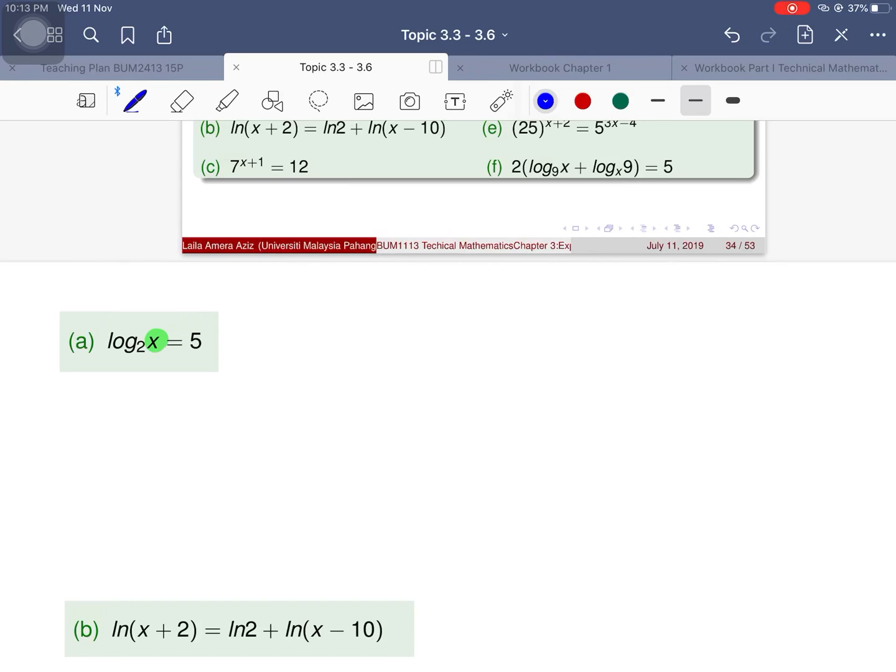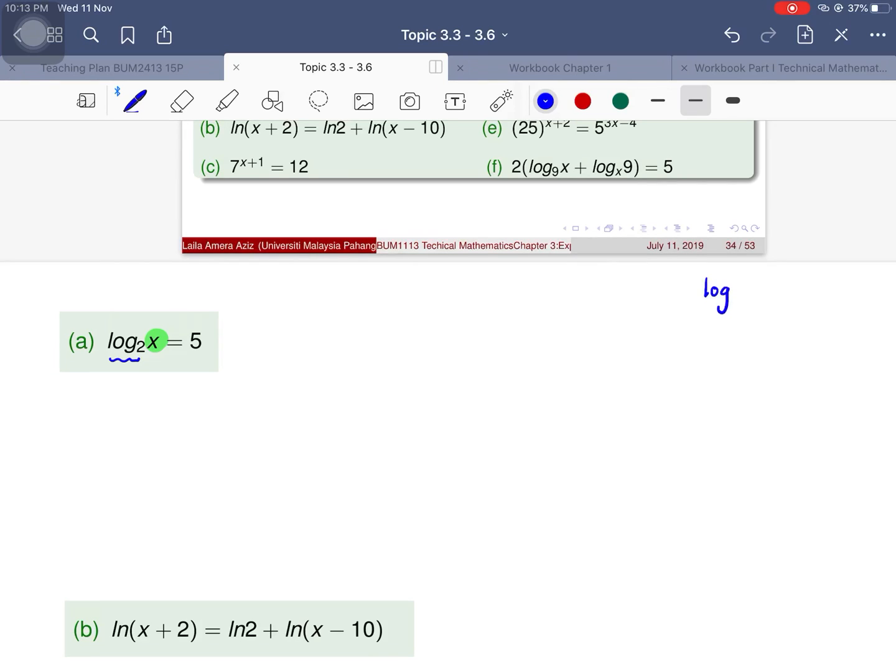The first thing I want you to keep in mind is that when we want to find x, x has to be by itself. So I have to get rid of the log base 2. How do I get rid of the log? Remember that the forms of log and index are interchangeable.